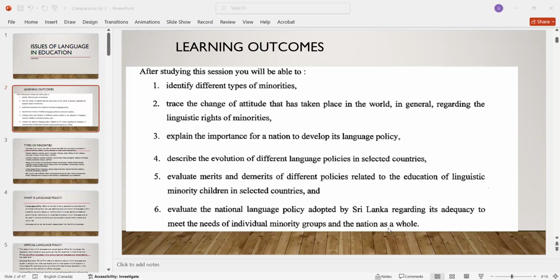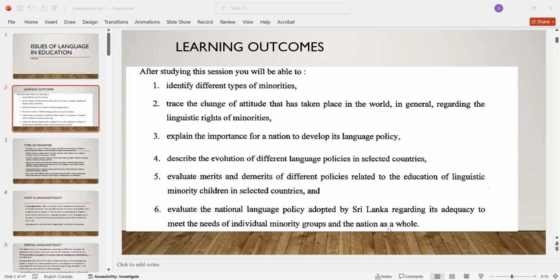And evaluate the national language policy adopted by Sri Lanka regarding its adequacy to meet the needs of individual minority groups and the nation as a whole. These are the outcomes of the lesson, right? I think in your module, they have put the outcomes on the last page. But anyway, as a session, we have to know the outcomes of this lesson. These are the things we are expecting you to know.